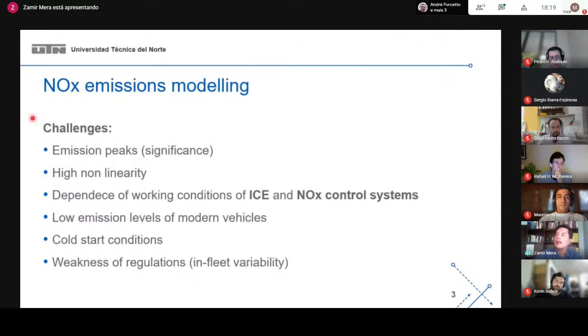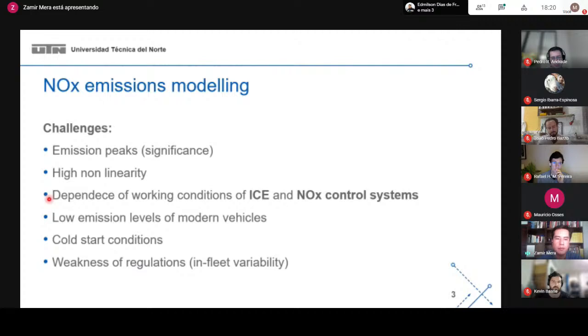Well, NOx emissions modeling presents some challenges. Often the accuracy of NOx emissions models is not so high because NOx emissions are present as peaks. These NOx emission peaks have a huge impact on the total NOx emissions. This is reflected in a highly nonlinear behavior of the NOx emission peaks over time. NOx emissions depend on the working conditions of internal combustion engines and also of the NOx control systems. Modern vehicles have low emission levels, which also increases the complexity of modeling.